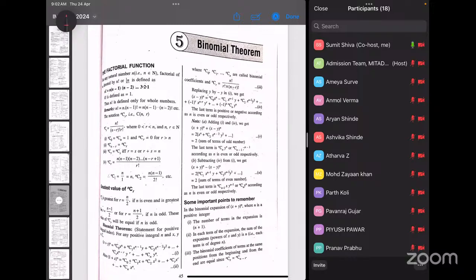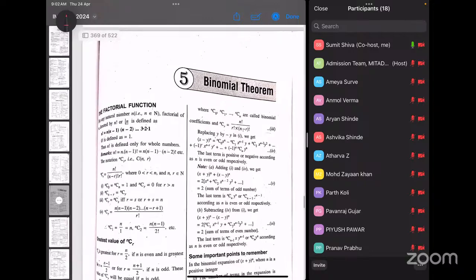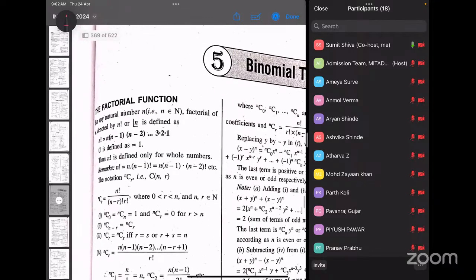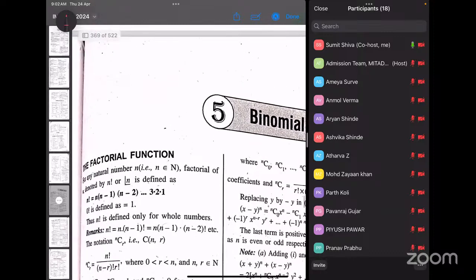Before binomial theorem, we have a concept of factorial notation. Factorial function or factorial notation is given by n factorial, which implies that it is the continuous product of natural numbers. If we have 0 factorial, its value is taken as 1.